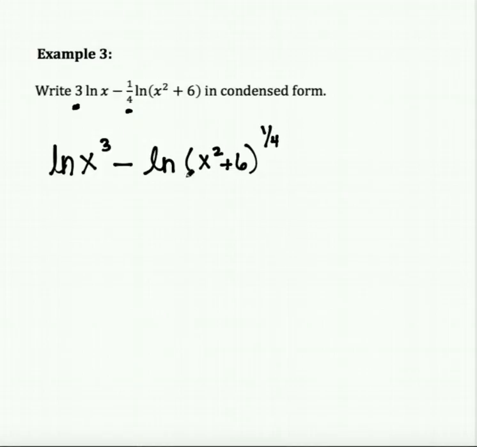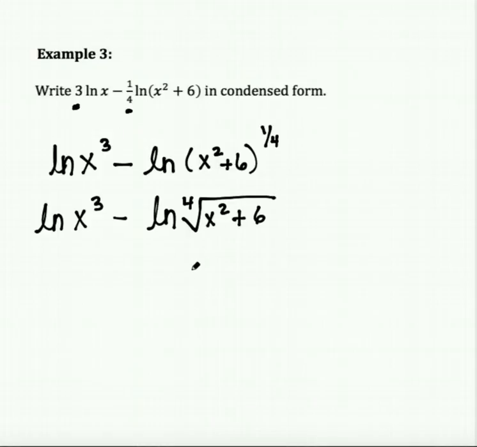Then I'm going to take, and I don't like that 1/4 power, so I'm going to rewrite that as a root. So I'm going to write it as natural log of x cubed minus natural log of the 4th root of x squared plus 6. All right, and we know that they're equivalent.